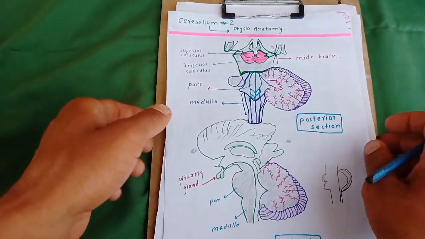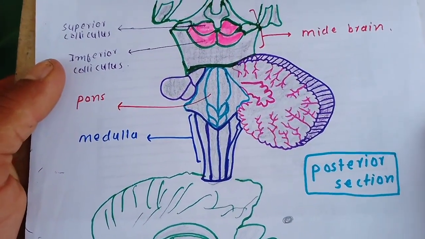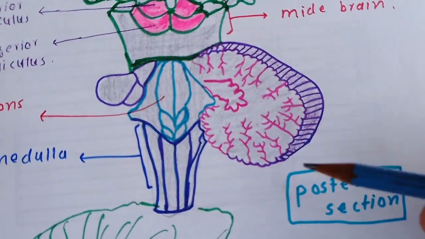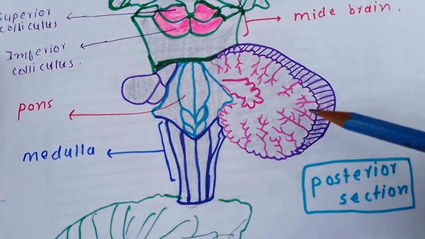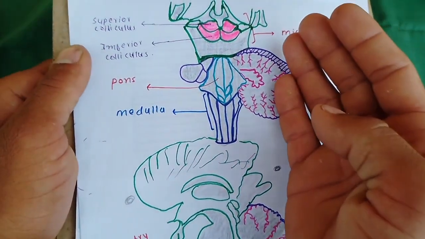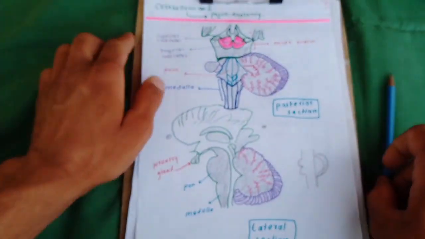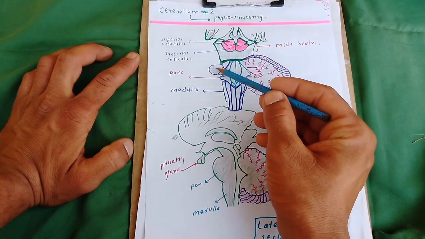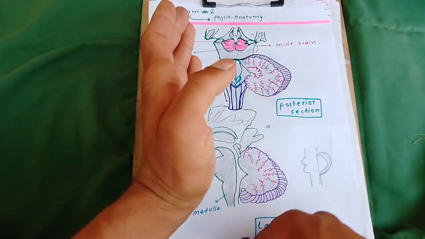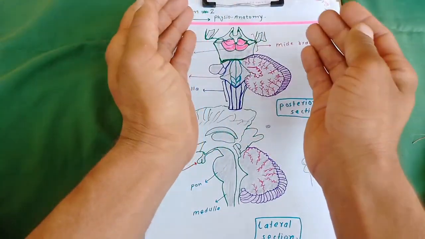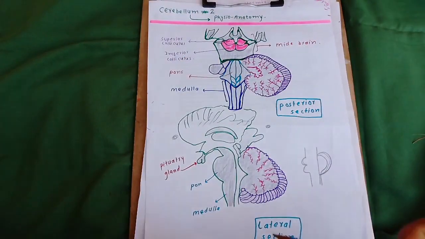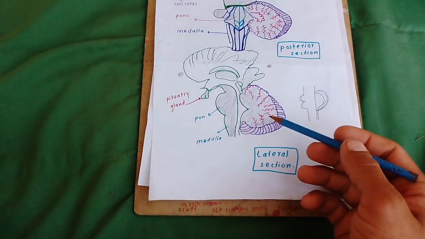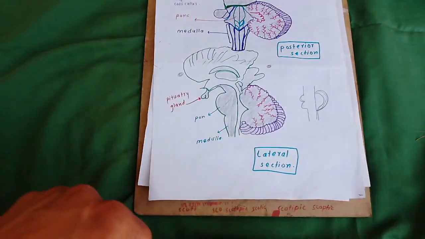So this is the cut section of the cerebellum. This one is the pons, the medulla, and the cerebellum which is cut. So the cerebellum covers all the posterior side. This is the cut section. This one and this one, I cut the other part of the cerebral hemisphere. So this is the posterior view, while this one is the lateral view. This is the lateral section of the cerebellum.